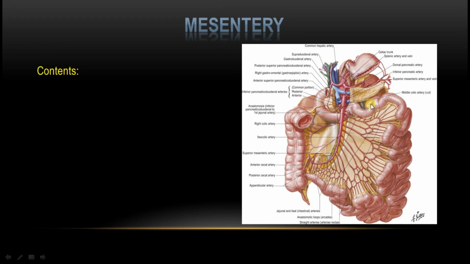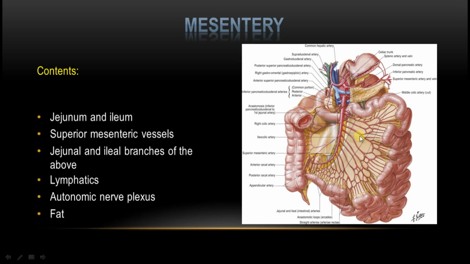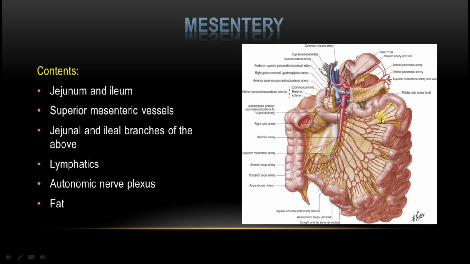So what are the contents of the mesentery? You all know that it contains mainly coils of jejunum and ileum. Then it also contains the superior mesenteric artery, jejunal and ileal branches, nerves, lymphatics, and fat. Fat is again a very genuine content of the mesentery. So jejunum, ileum, superior mesenteric vessels and its jejunal and ileal branches, lymphatics, nerves and fat. These are the contents of the mesentery.